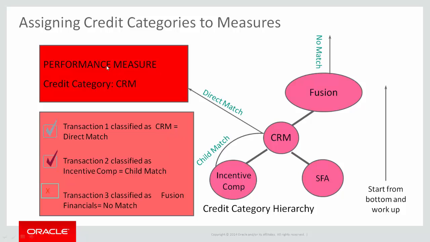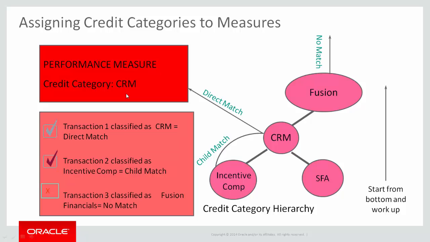So you as a salesperson are on a compensation plan with a credit category that says CRM. So let's say a transaction comes in. Let's say transaction number 1 comes in and it's classified during the calculation process with a product type called CRM. Well, because the transaction says CRM, and also because the compensation plan or the credit category on your performance measure says CRM, that's what we call a direct match.